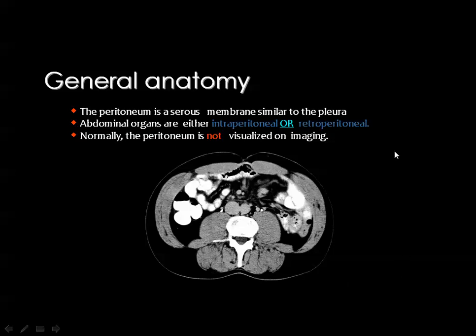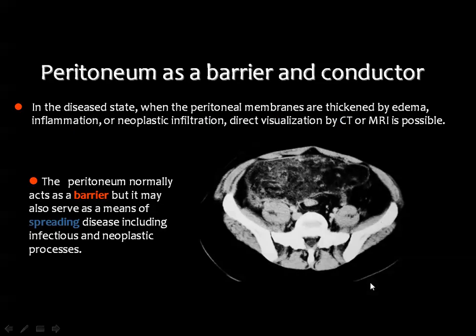Now you know that the peritoneum is a serous membrane which is similar to the pleura and the pericardium, and the abdominal organs are either intraperitoneal or retroperitoneal in location. And it's important to know that the peritoneum and mesentery in most cases are not usually visualized in normal conditions. Then the peritoneum can be seen, and also the mesentery, whenever there is some pathology which produces some changes in the peritoneal or the mesenteric fat.